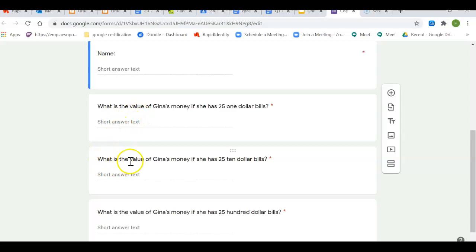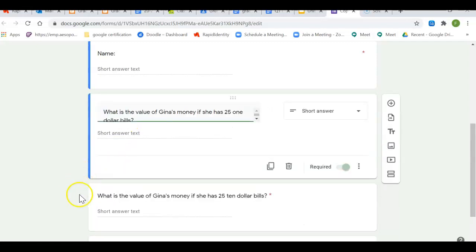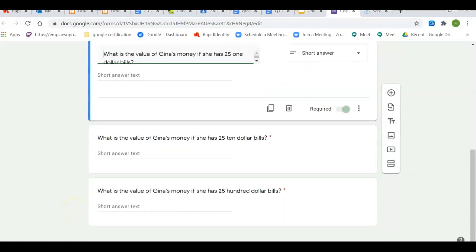The second question, what is the value of Gina's money if she has 25 $10 bills? Again, you can use a calculator, you can use your multiplication table that's on the inside cover in the back of your notebook. Our next question, what is the value of Gina's money if she has 25 $10 bills? And lastly, what is the value of Gina's money if she has 25 $100 bills? You can use your calculator again or the multiplication table in your notebook. So let's pause for a few minutes. I want you to work on those.